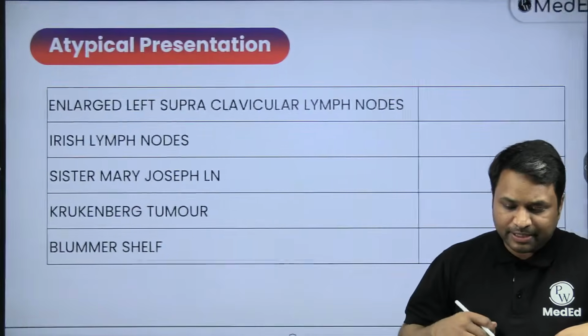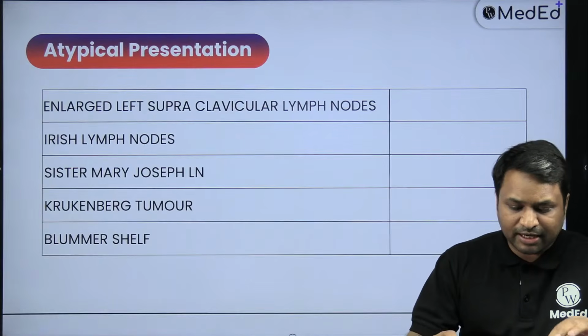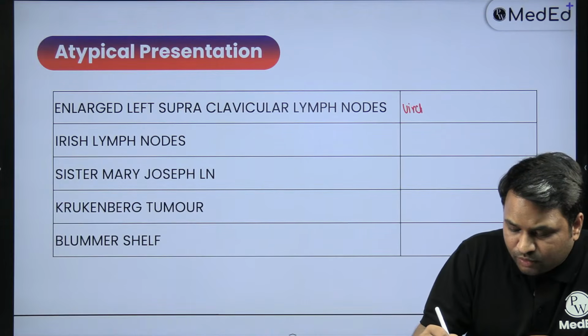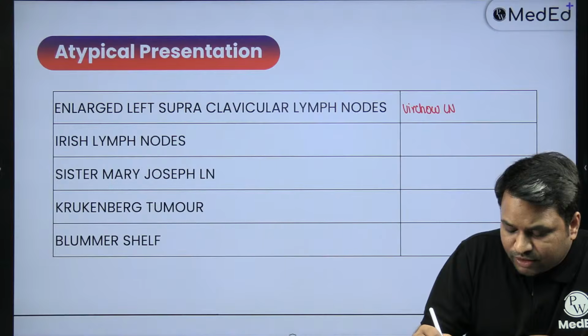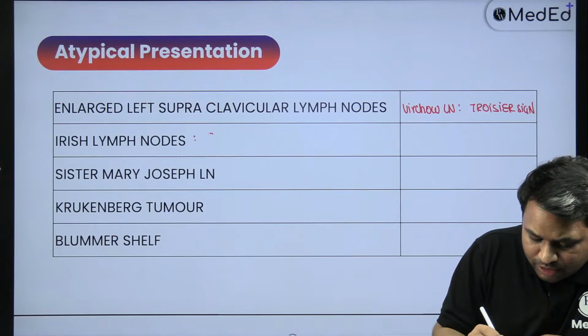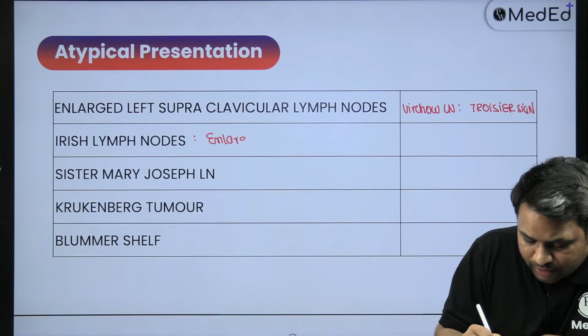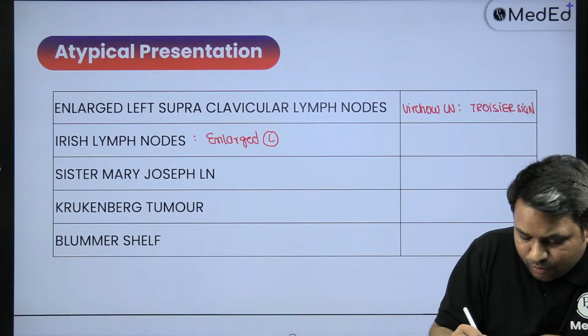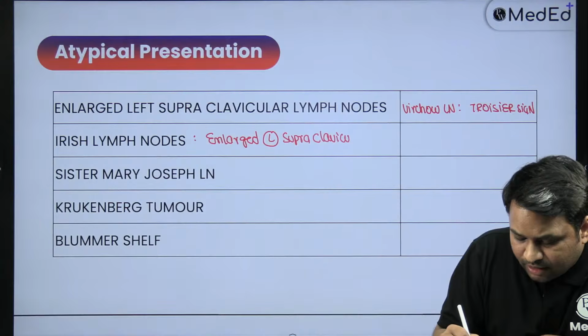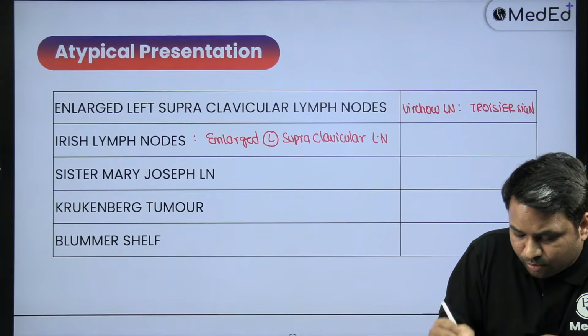Now, in an atypical presentation, this is what you have to remember. If there's an enlarged left supraclavicular group of lymph node, that is nothing but your Virchow lymph node. Involvement of Virchow lymph node is what we call the Troisier sign. Irish group of lymph nodes is your enlarged left supraclavicular lymph node.